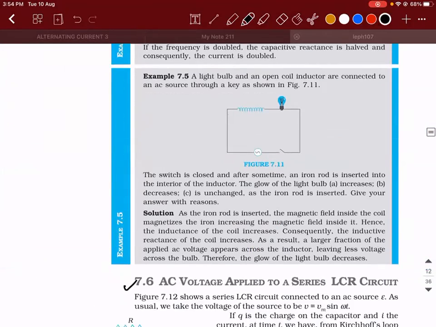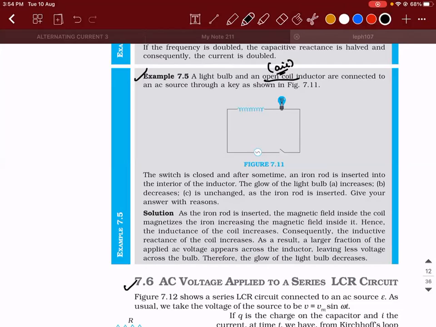Okay. Next. Let's try one last problem for today. 7.5. A light bulb and an open coil inductor. So open coil here means the inner medium is air. A light bulb and an open coil inductor are connected to an AC source through a key as shown in the figure. The switch is closed and after some time, an iron rod is inserted into the interior of the inductor. The glow of the light bulb, option A, increases, B decreases, C is unchanged as the iron rod is inserted. Give your answer with reasons.